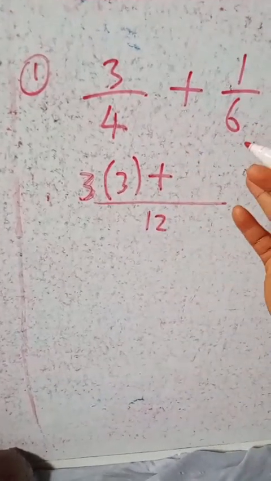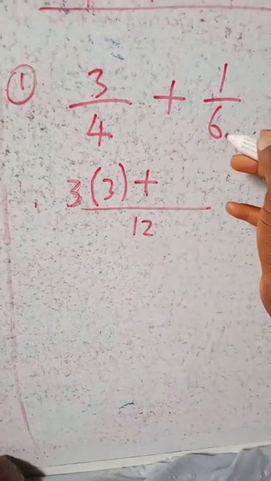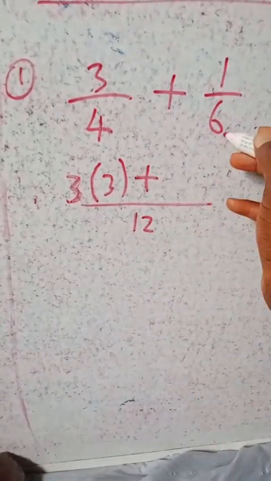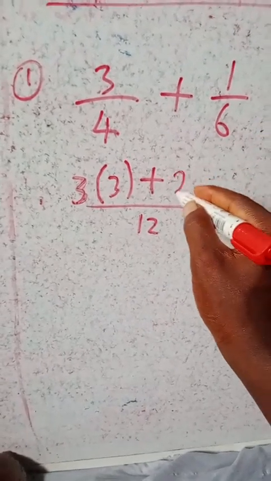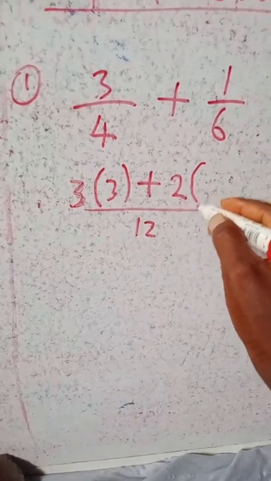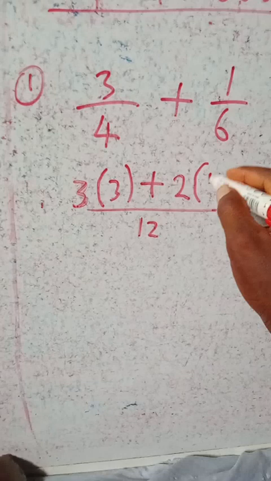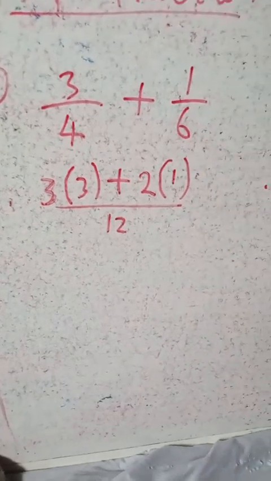Do the same thing. 12 divided by 6. Use 12 oranges to give to 6 people. Each of them will take 2. Is it not true? So you write down 2. Put bracket and write down the numerator, which is 1. Alright. Are you getting it?